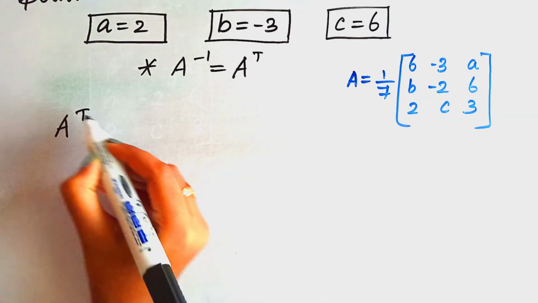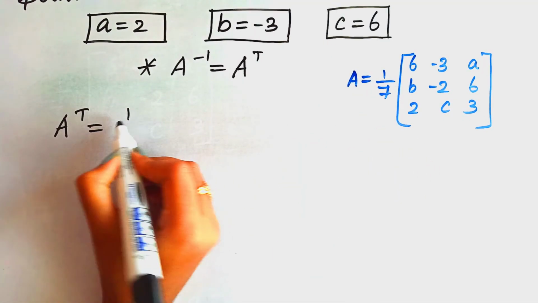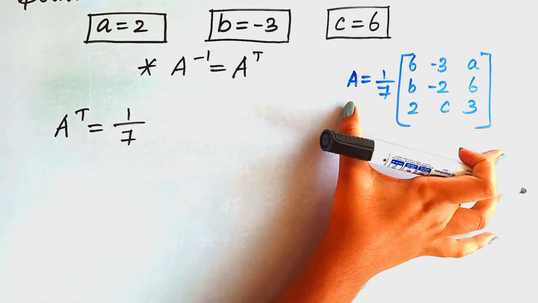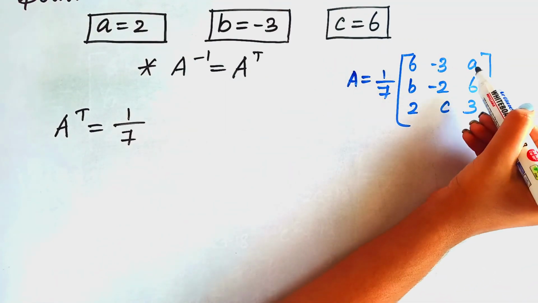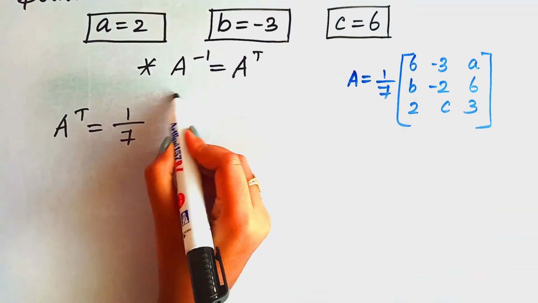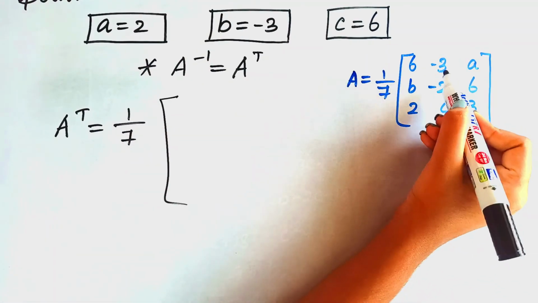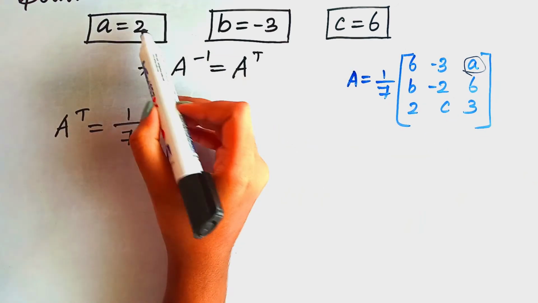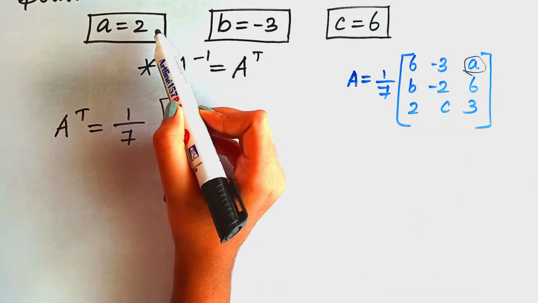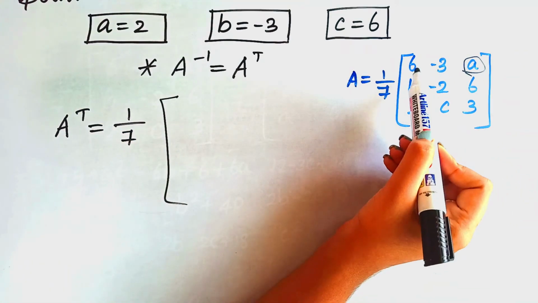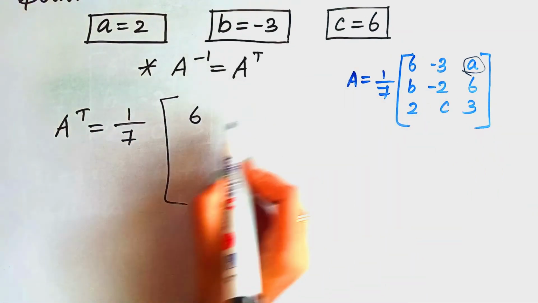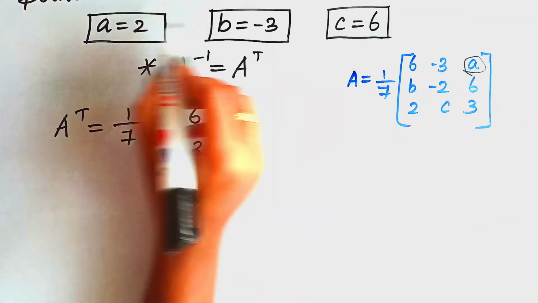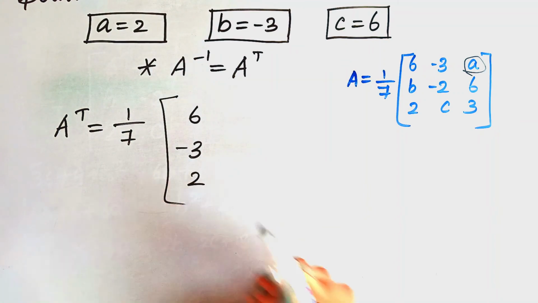So A transpose is equal to, here the A is here. So what you have to do, first you have to take the first row and put it in a column. So what's the first row here? 6 minus 3 and a. So here there is an a, right? So a is nothing but what we have found, our a is 2. So we have to substitute that there. So 6 and minus 3 and a is nothing but our 2. So let's substitute 2 here.